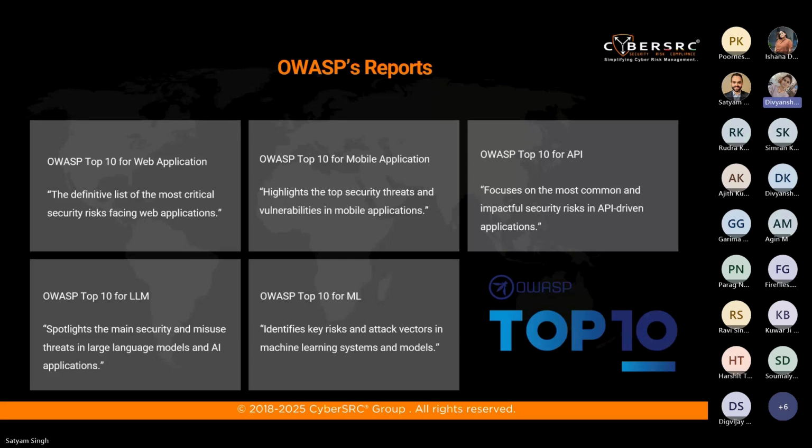Now that we understand what OWASP is and why it matters, let's take a closer look at the OWASP ecosystem and the projects beyond the Top 10. Most people know OWASP because of the Top 10 list, but OWASP actually has a much bigger ecosystem. They maintain projects that cover every major area of application security, from APIs and mobile applications to cloud native environments, machine learning models, and even AI driven applications like LLM and ML.